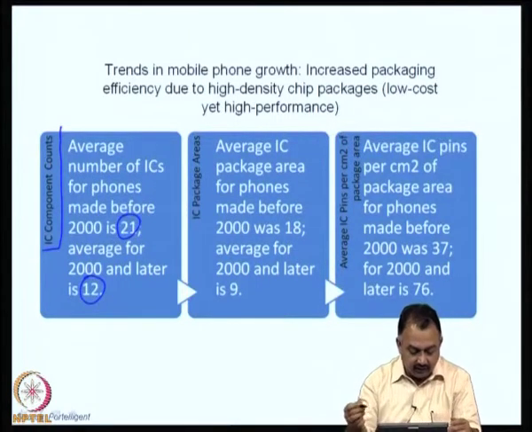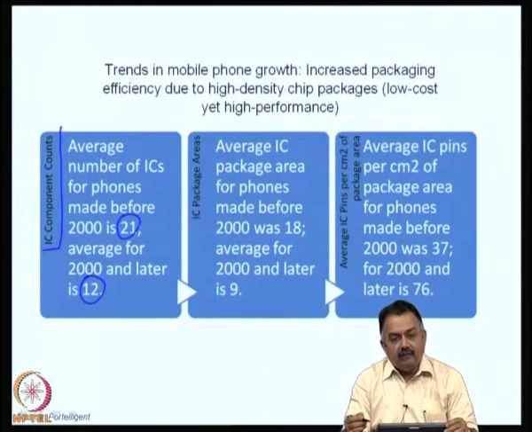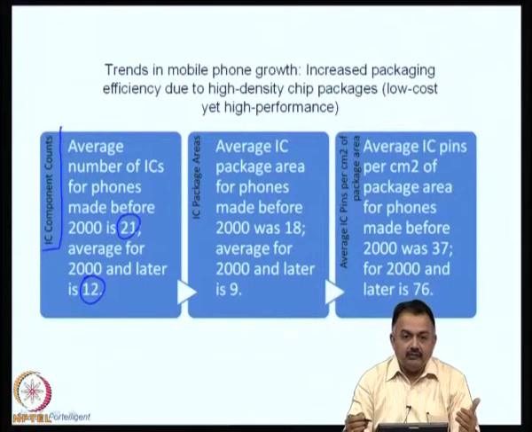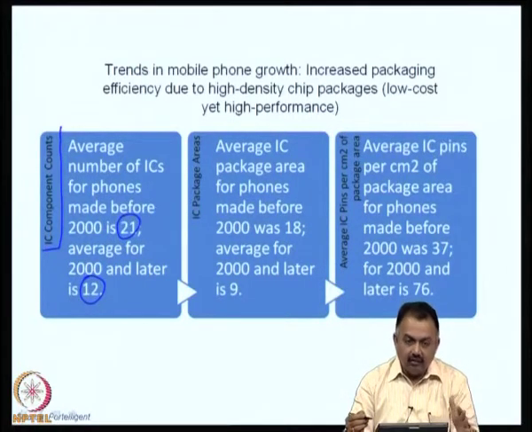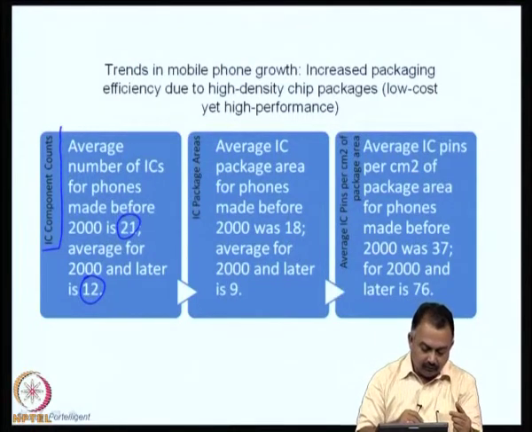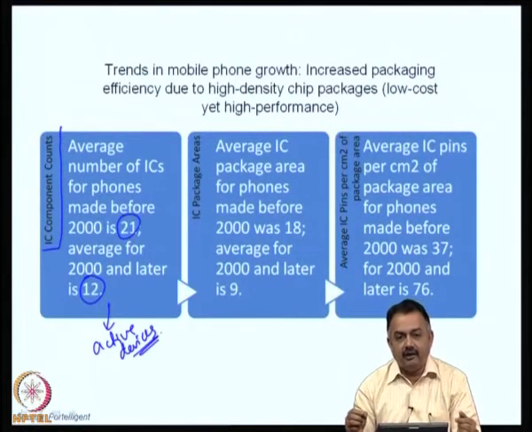So, what does this indicate? This indicates that we were working on some technologies where the number of ICs were more, and obviously the size of the phone was larger. But today, because new packages are available, we are utilizing them and we are able to reduce the number of active devices. Okay. So, these are active devices. So, obviously the component density is very high here.